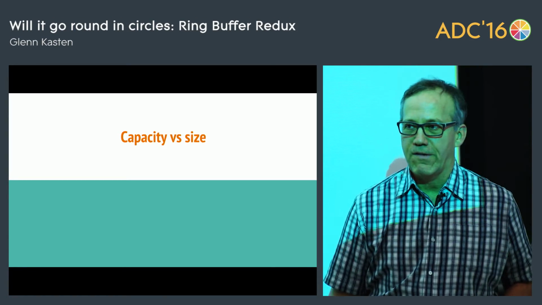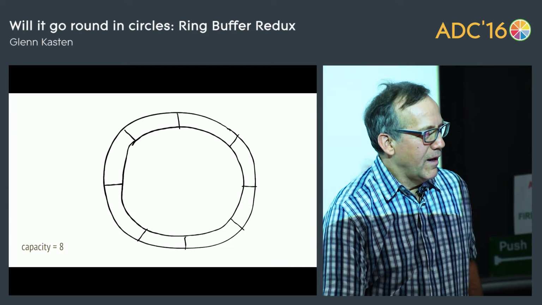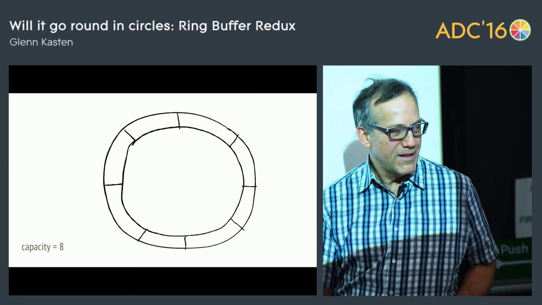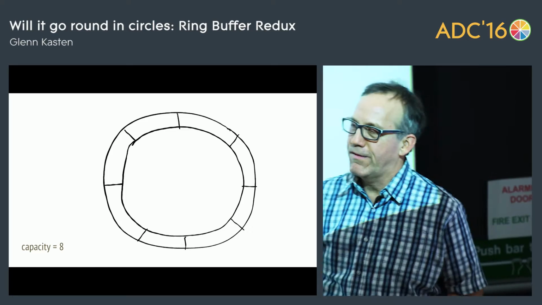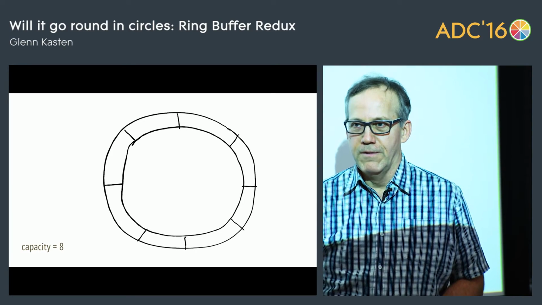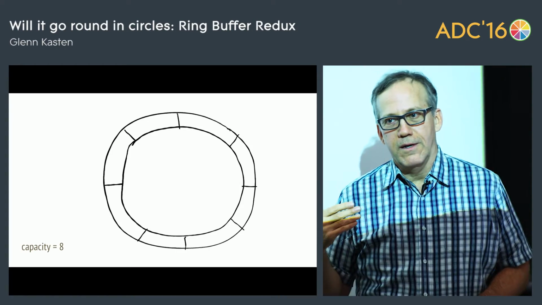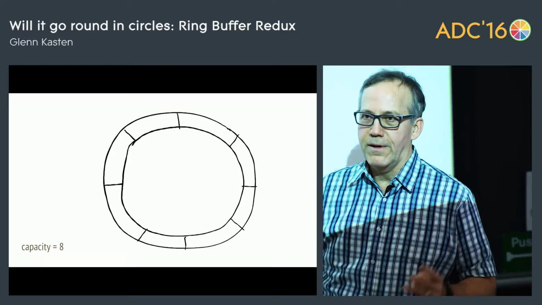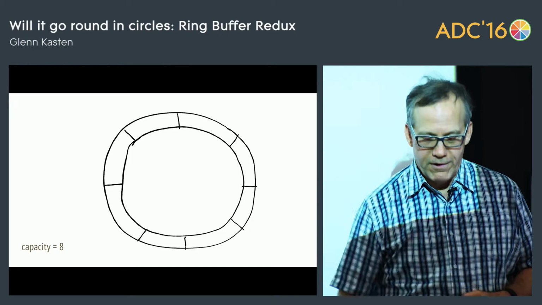Okay, capacity versus size. Here's a ring buffer with capacity of size 8, meaning we could put up to 8 elements in there. But there may be reasons why you want to temporarily not use all 8 of them. For example, you want to adjust your latency, and if you use all of it all the time, you're going to get a fixed size latency, whereas if you want a variable latency, you can temporarily limit it.